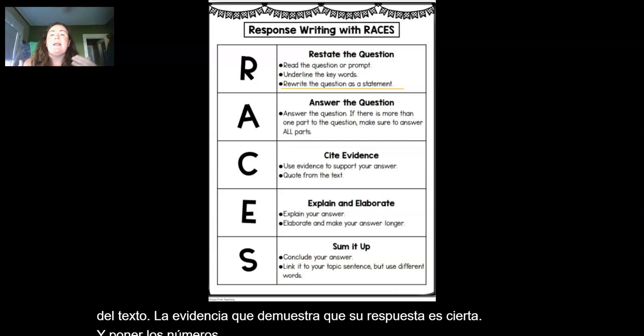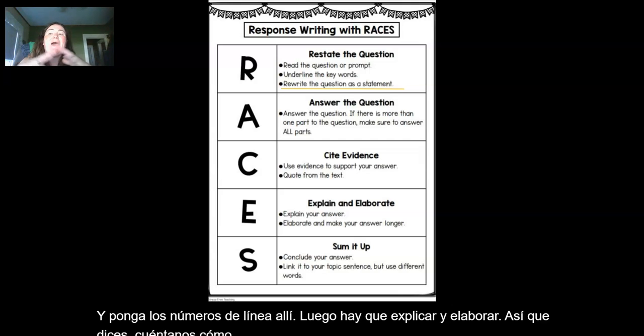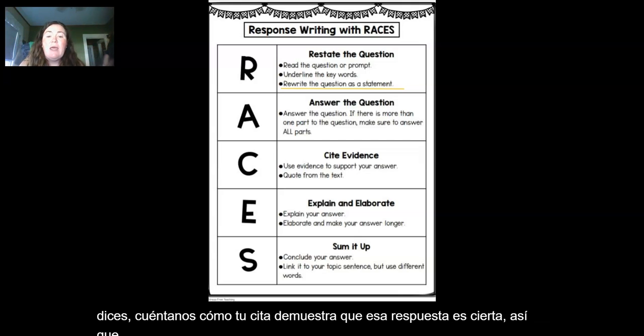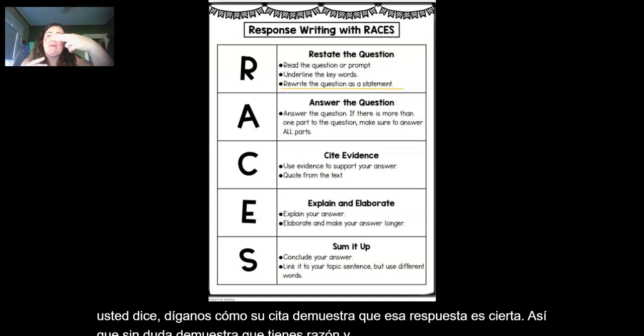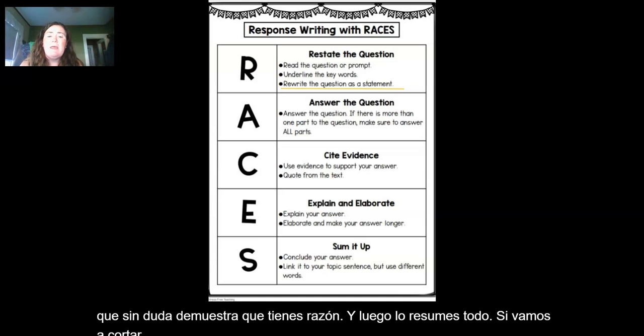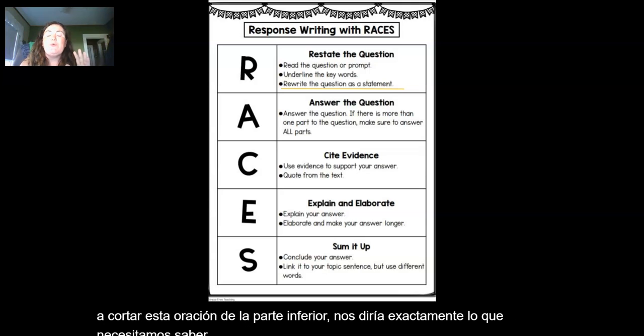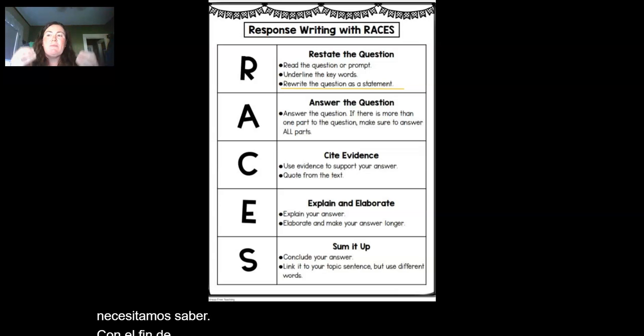Then you have to explain and elaborate. So you tell us how your quote proves that answer true, so without a doubt it proves that you're right. And then you sum it all up. If we were going to cut this sentence off the bottom, it would tell us exactly what we need to know in order to understand the whole thing. It would just sum it all up.